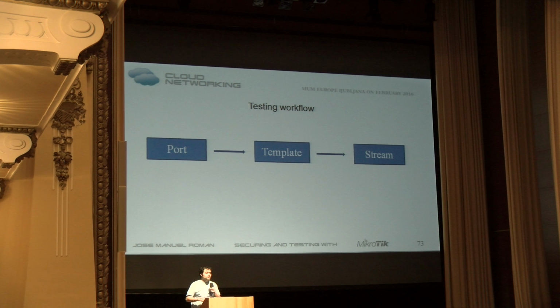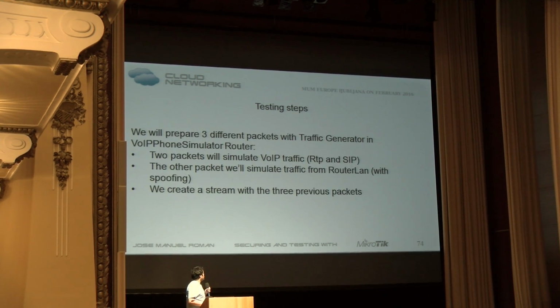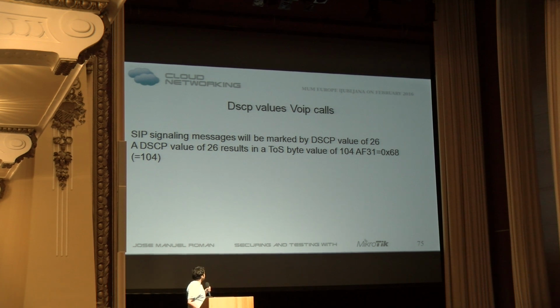Okay, let's go to prepare the packets. We have our testing workflow again. We will prepare this time 3 kinds of packets: the RTP, the SIP, and another kind of packet with spoofing from the LAN. We need different values because here is type of service. Then we need to change 20 Cs for 104 and 40 Cs for 184.